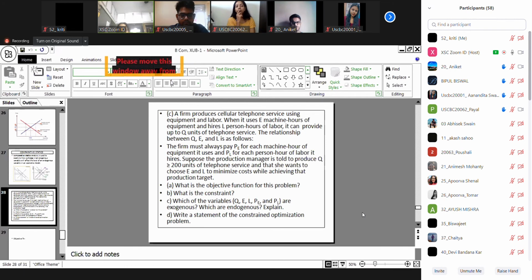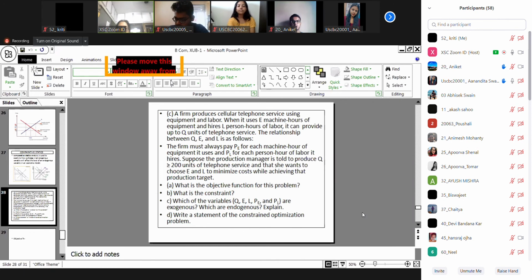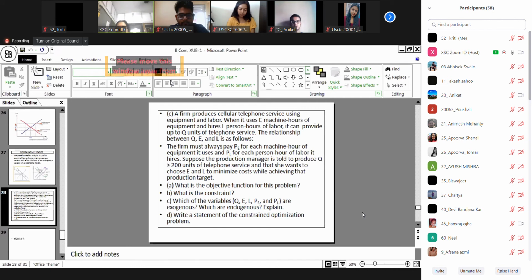Anandita Sain? Yes, ma'am. The objective is to minimize the cost while achieving the production target. Very good. So his objective is to minimize cost. Anyone differ? But that's the right answer. Very good. So 100% correct. The objective of the producer is to minimize cost. Then the next question is, what is the constraint? What is the restriction? Who can say?